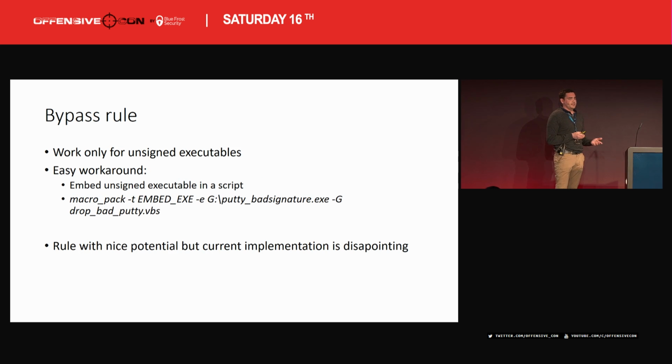It works only for unsigned executables. One easy workaround is to embed the executable inside a VBS, for example. You can do that with a single MacroPack command line. And when you run this command line, it will just extract the executable, put it on the file system, and run it. And this is not blocked by ASR. So pretty easy to bypass again. I think this rule has nice potential, but its implementation is pretty much disappointing.